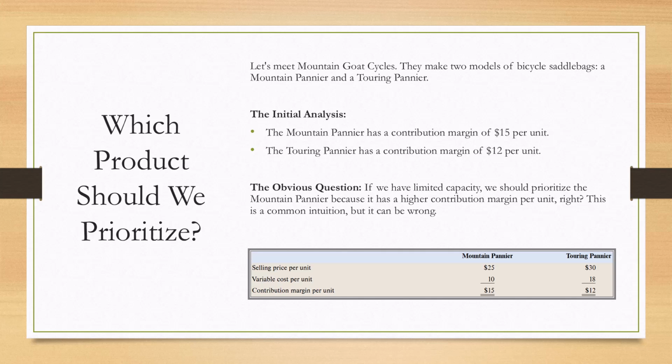Let's meet Mountain Goat Cycles. They make two models of bicycle saddlebags, a mountain pannier and a touring pannier. Looking at their initial data, the mountain pannier has a contribution margin of $15 per unit, while the touring pannier has a contribution margin of $12 per unit. This leads us to an obvious question. If we have limited production capacity, which product should we prioritize? The common intuition is to favor the mountain pannier because it has a higher contribution margin per unit. But as we will see, this intuition can be wrong.